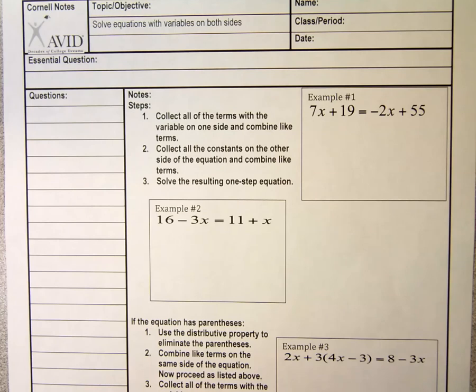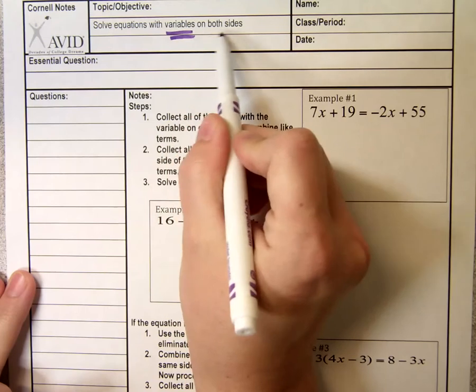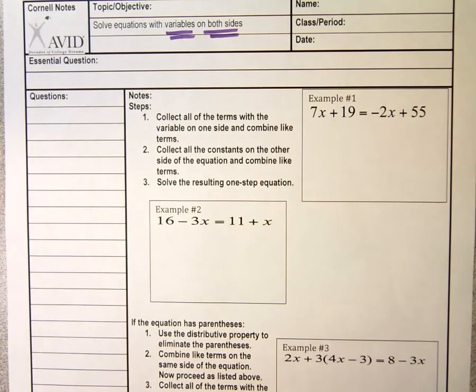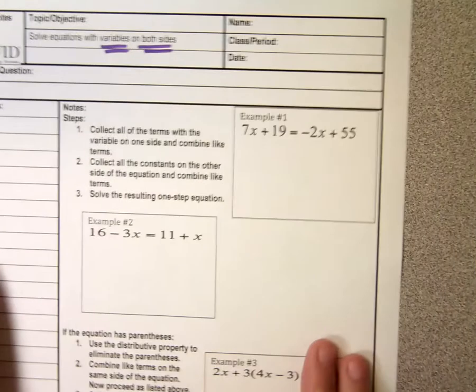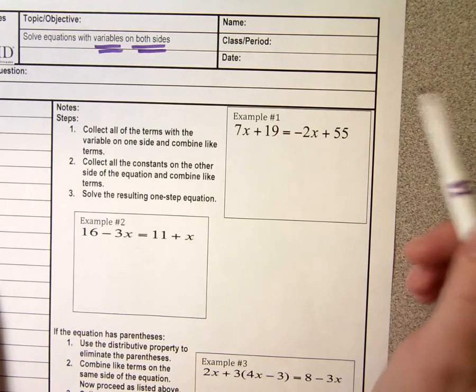Okay, we are solving equations. Today we're going to see variables on both sides of the equal sign. So that is something new. All right, let's look at example 1.